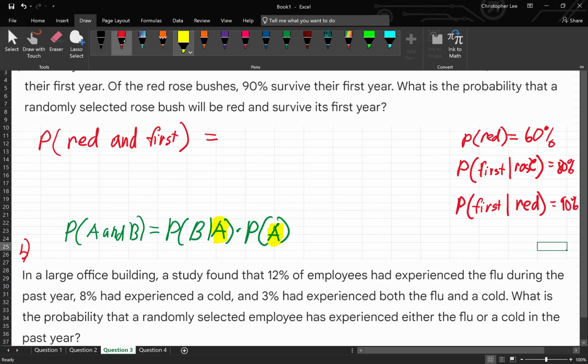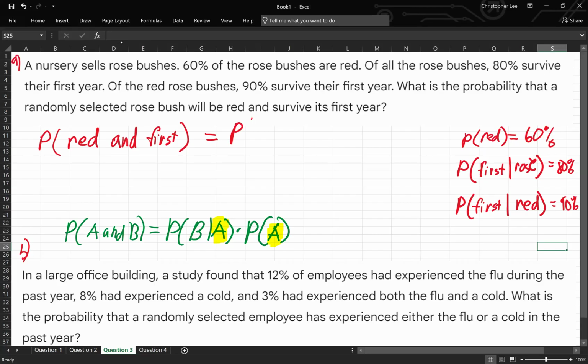So the only standalone part that I have in this question is the probability of red. But which one of these given statements has red after the word given? Only the second one, right? So this is going to be times the probability of first given red.